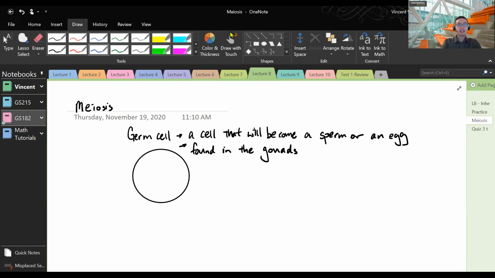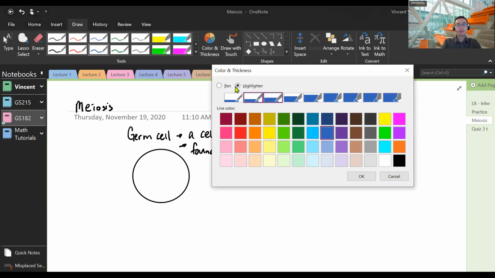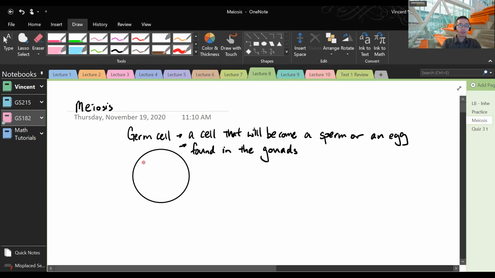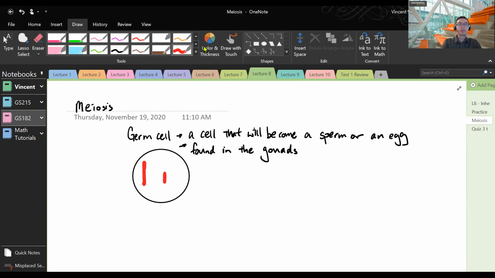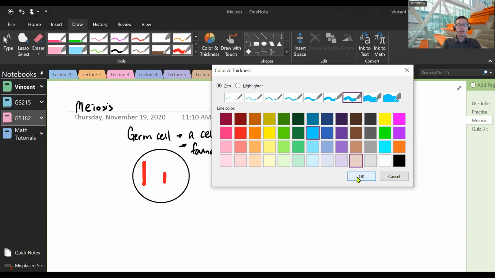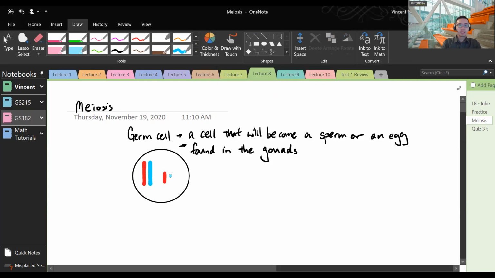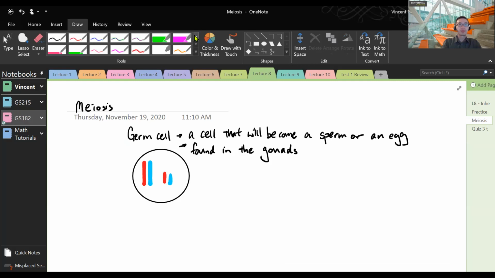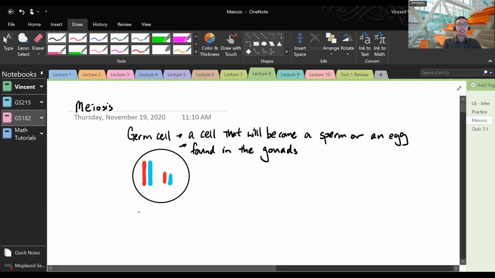Now, for simplicity's sake, we are going to just be drawing 2 sets of chromosomes. Okay, so we will use red here. That is chromosome 1 from mom, and then you get a chromosome 2 from mom. And then we will have chromosome 1 from dad and chromosome 2 from dad. So this cell is a diploid cell, which means it has 2 sets of chromosomes. One set of chromosomes is called N. 2 sets of chromosomes, we say 2N, diploid.